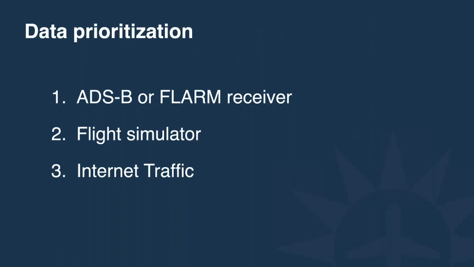For data prioritization, again, this map layer is still shared with device traffic, or ADS-B or FLARM sourced traffic, as well as flight simulator traffic. So if you do connect to an ADS-B device, a Sentry, a Stratus, et cetera, those devices will be prioritized, and you will get data from the ADS-B or FLARM device and not from internet traffic. You won't see both at any time. You'll just see them in this order.